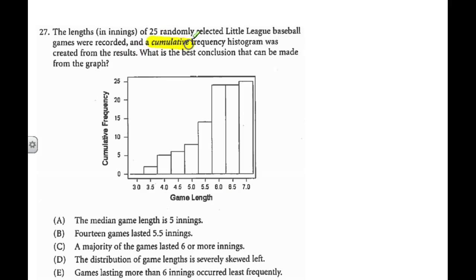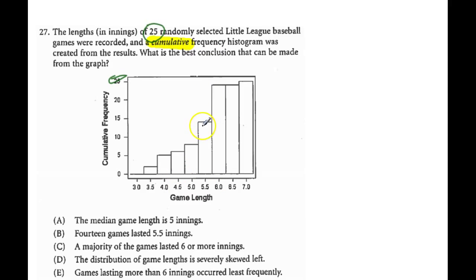Anytime I see a cumulative frequency chart, it's going to be a challenging problem for students. There are 25 randomly selected Little League baseball games recorded. So you can see here at the top, it's important to understand that there are 25 of these. Cumulatively, what this means, like this bar right here, means that 5 of the 25 games were 4 innings or less.